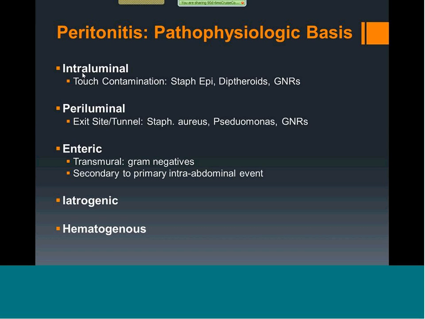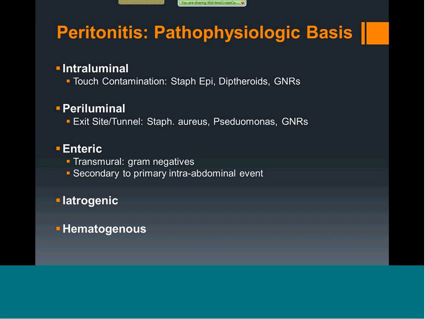You know that by seeing infections that occur because of Staph epidermidis, because of streptococci, because of gram-negative rods. You can also have peritoneal infections in which the infection starts around the catheter, starting as an infection of the exit site or the tunnel. Then it goes outside the lumen of the catheter into the peritoneal cavity. And examples of that are classically Staph aureus or Pseudomonas.